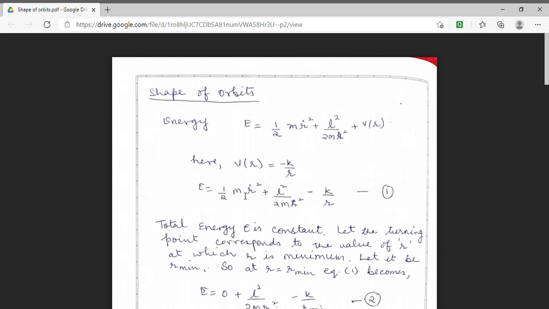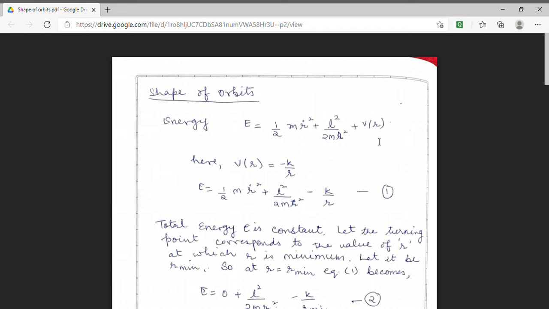As we know, the total energy is the sum of kinetic and potential energy. The kinetic energy is half m r dot square. The potential energy arises from two terms. One comes from the contribution of the central force and the other from the contribution of the centrifugal force. The term L square upon 2m r square corresponds to the centrifugal force, and the potential energy related to the central force is expressed as V(r). So, I have my total energy as half m r dot square plus L square upon 2m r square plus V(r).